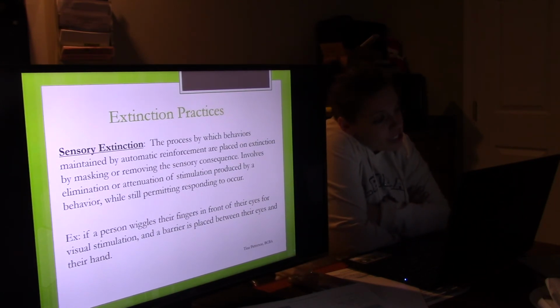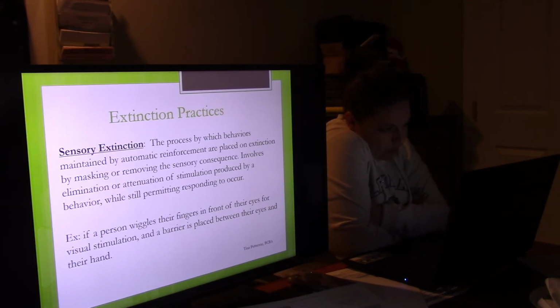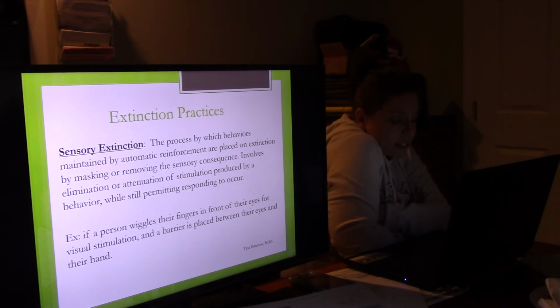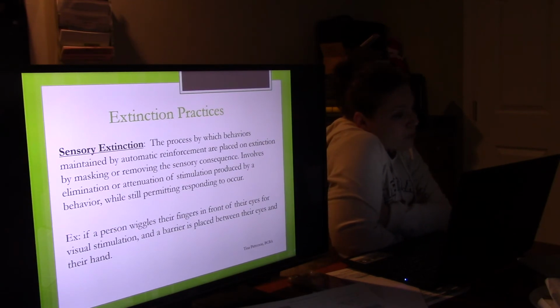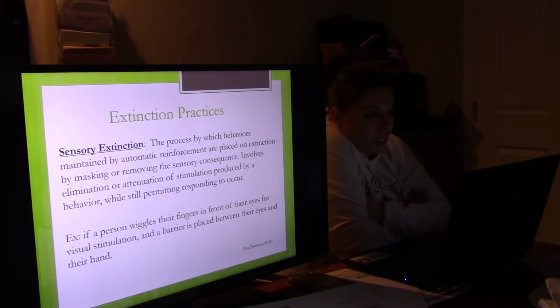Extinction practices, sensory extinction. I'm also tired. The process by which behaviors maintained by automatic reinforcement are placed on extinction by masking or removing this sensory consequence. It involves elimination or attenuation of stimulation produced by behavior while still permitting responding to occur. That's a long sentence. I'll read the example. Maybe this will explain it a little better.